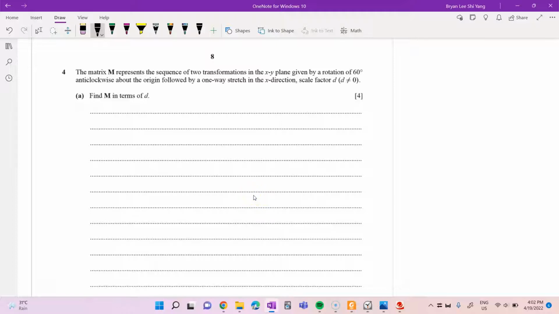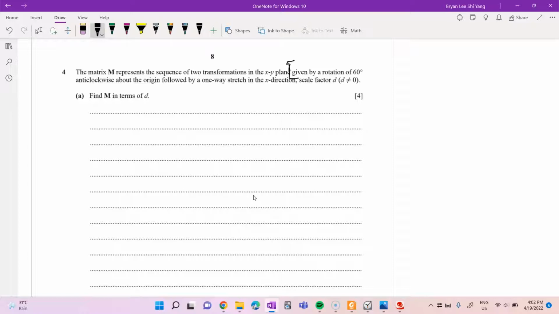The matrix M represents the sequence of two transformations in the xy plane, given by a rotation of 60 degrees anti-clockwise about the origin, followed by a one-way stretch in the x direction, scale factor d. d is not equal to 0. Find M in terms of d. Okay.